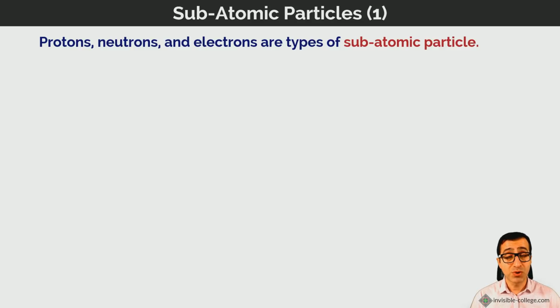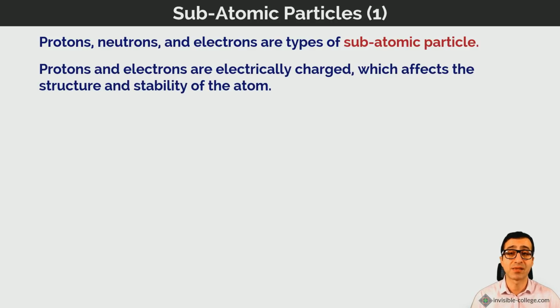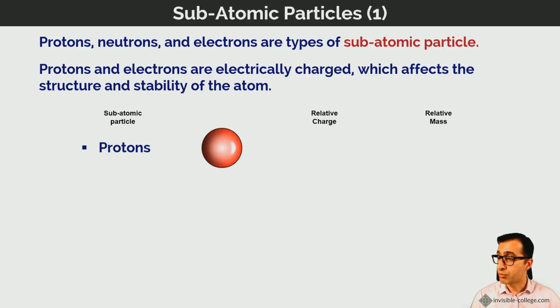Now, the protons and the electrons do have an electrical charge, and this affects the structure and the stability of atoms. So if we're looking at the various subatomic particles and comparing their relative charge and their relative mass, again, these are not standard units, these are relative units, and I'll explain a little bit more about that in a second. So the protons have a relative charge of 1 positive atomic unit of charge, and a relative mass of 1 atomic unit of mass. Now, I stress that these are atomic units of charge and mass. These are not standard units.